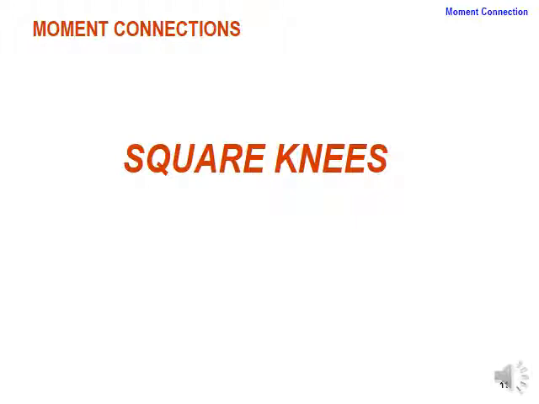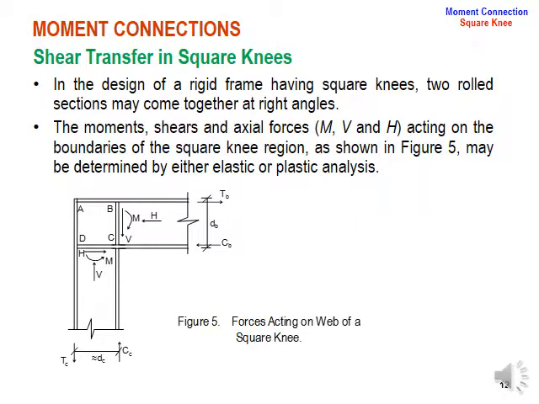Now, the scope of your study for your rigid frame is the square knees. So from now onward, we will discuss only the square knee design and its parameters. We will discuss the shear transfer in the square knees.